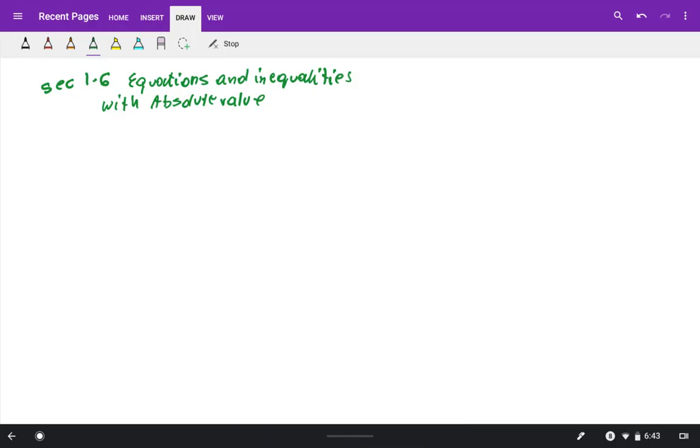Okay, so guys, this is section 1.6, equations and inequalities with absolute value. So let me give you some notes.